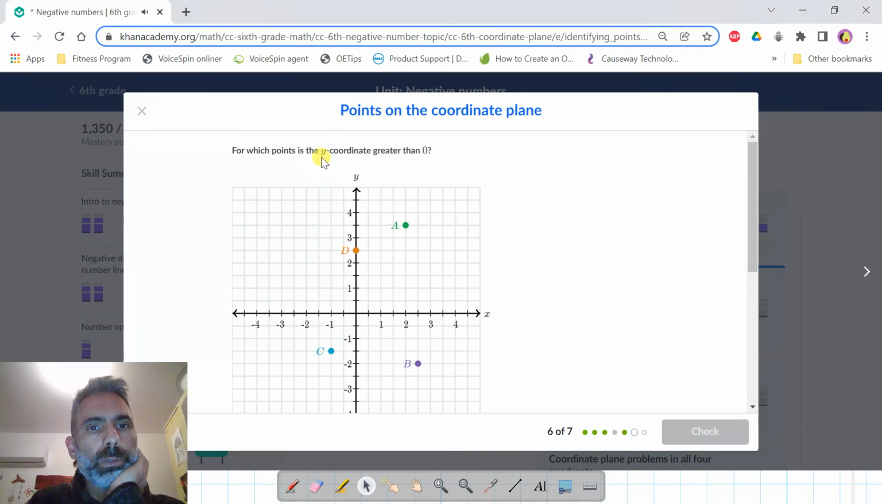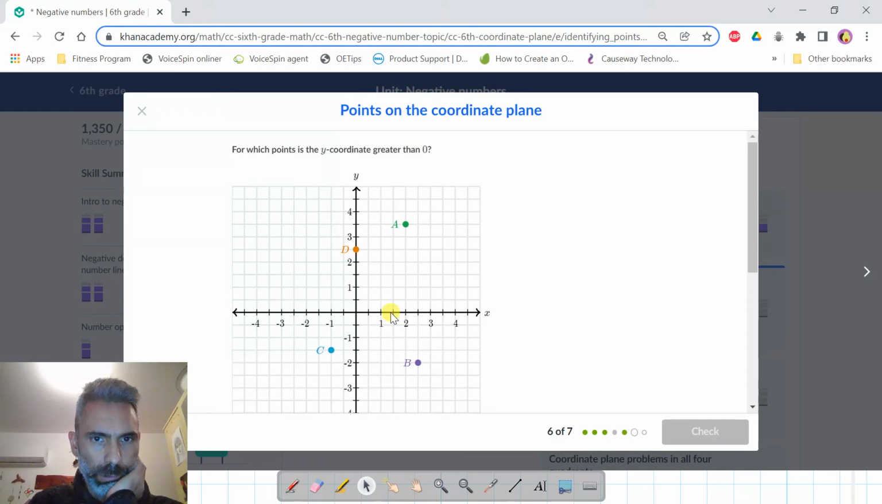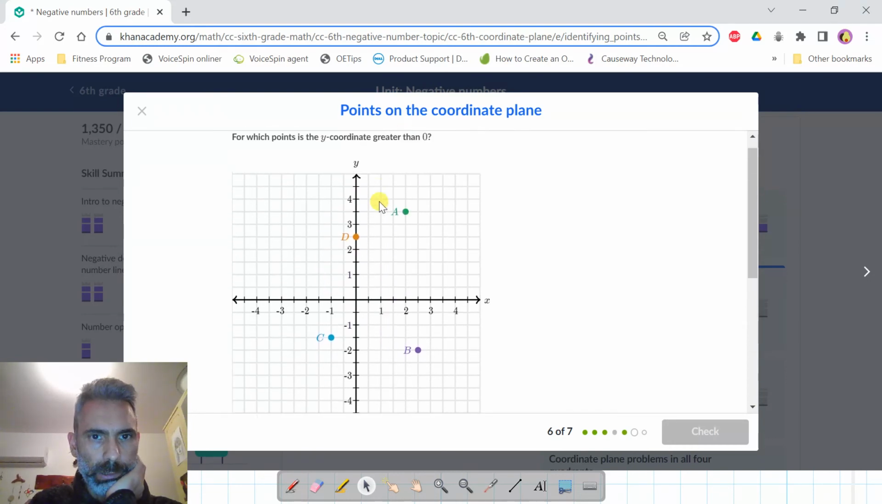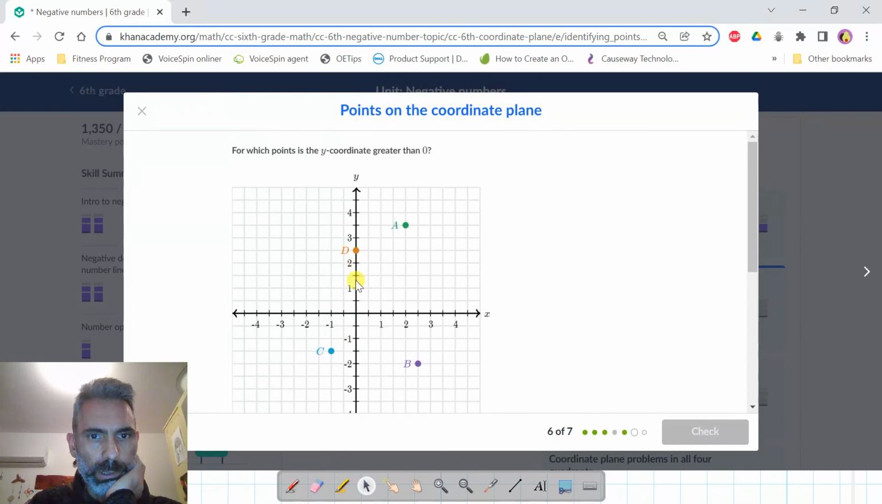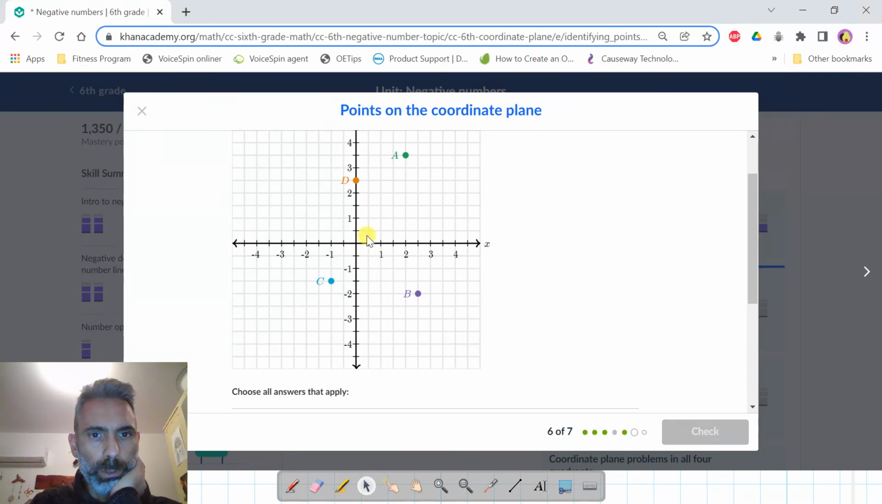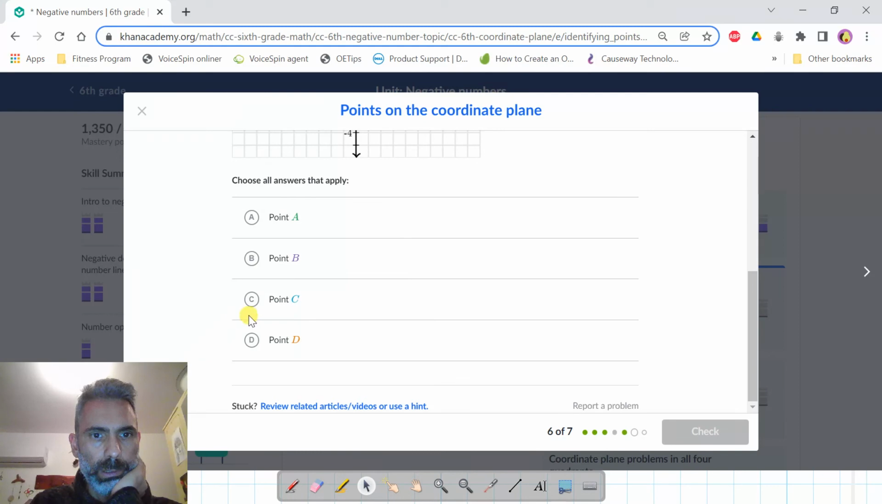Which point is the y coordinate greater than 0? So D and A are the points that are above the 0 on the y-axis. C and B are below the 0 on the y-axis. So C and B are negative on the y. So D and A.